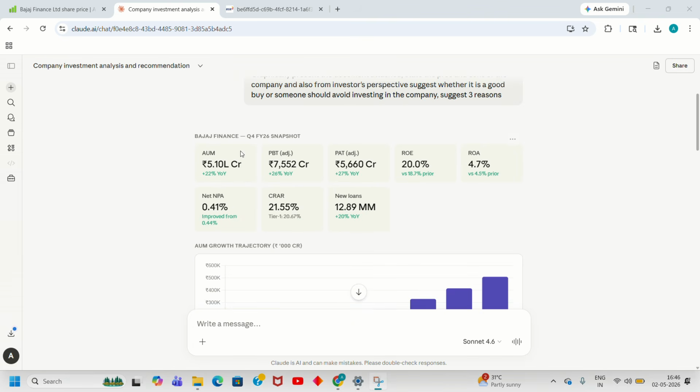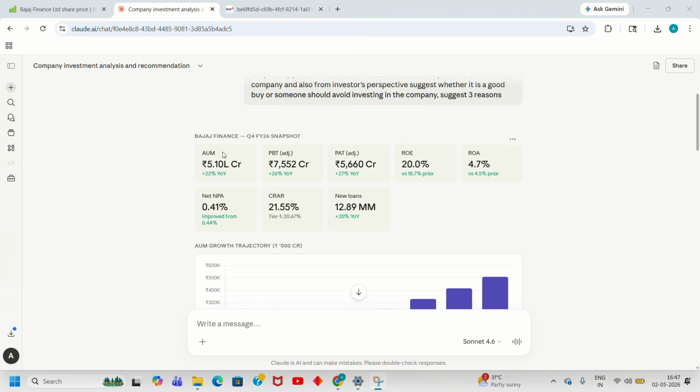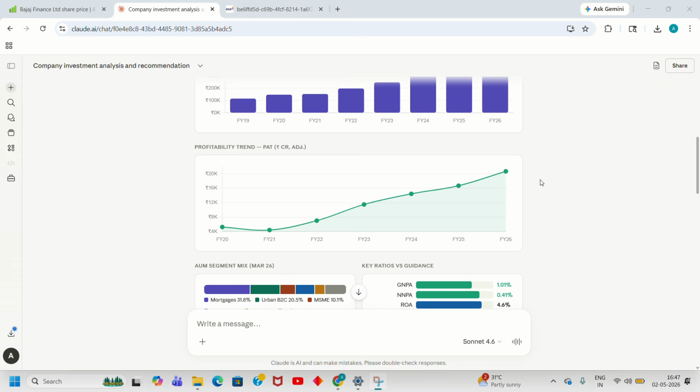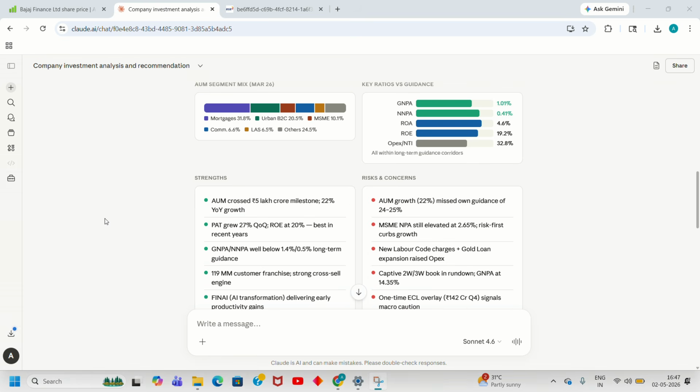So now this is the final result that Claude has produced. Here is the assets under management. They have given a snapshot of all the important metrics here. This is assets under management growth, where we can see the increasing trend. This is the profitability trend. This is the assets under management segment mix, key ratios and versus guidance.